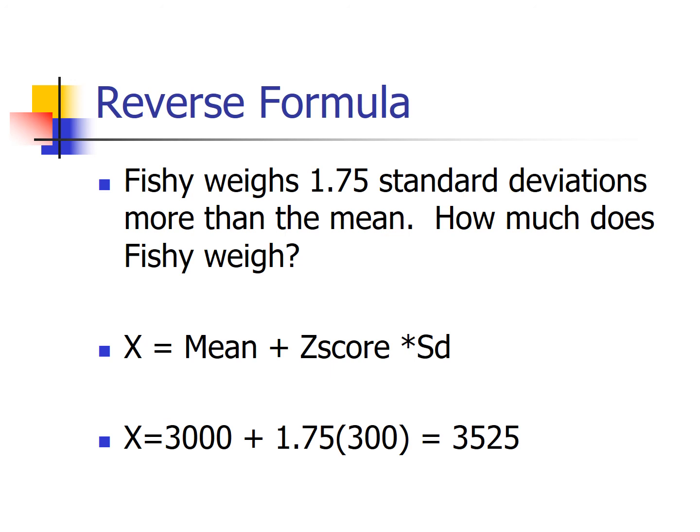So in this case, Fishy's z-score is 1.75. Fishy weighs 1.75 standard deviations more than the mean. So what is 1.75 standard deviations? Well, that's what 1.75 times 300 is telling me. That gives me 525. So 1.75 standard deviations is 525 pounds, and he's that much above the mean. So I take that 525, add it to the mean, add it to the 3,000, and I get 3,525.